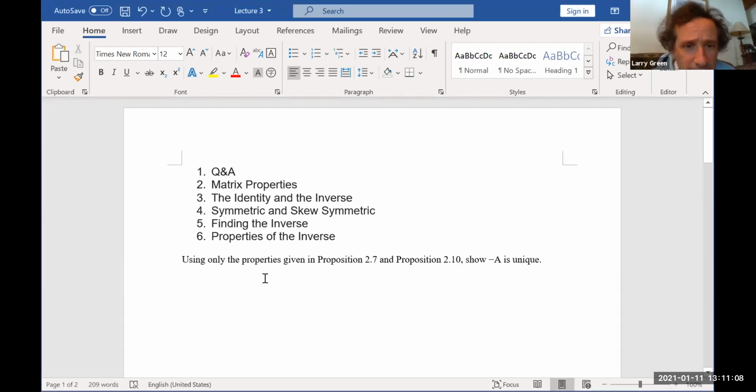Using only the properties given in Proposition 2.7 and Proposition 2.10, show that negative A is unique. Okay. Do you know what unique means?